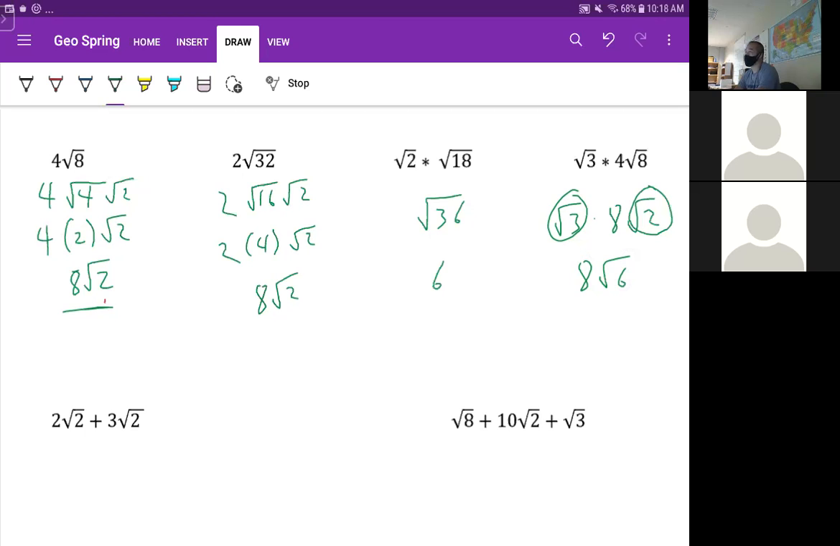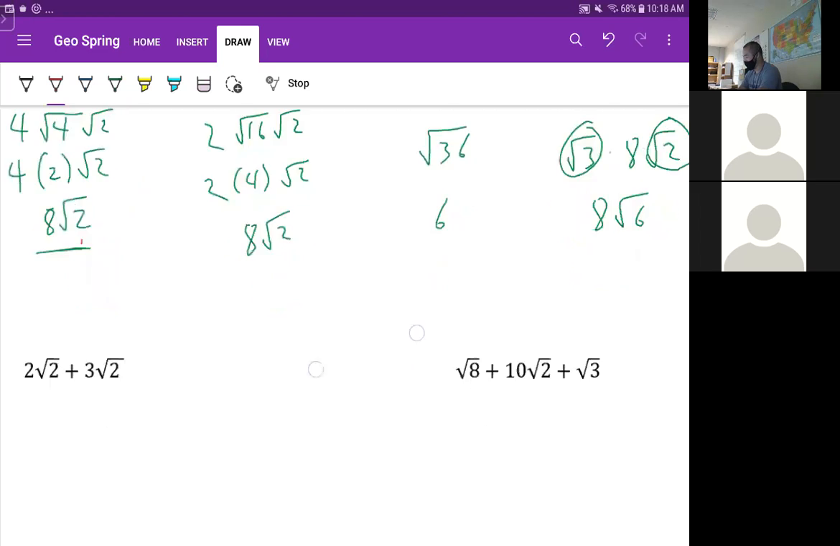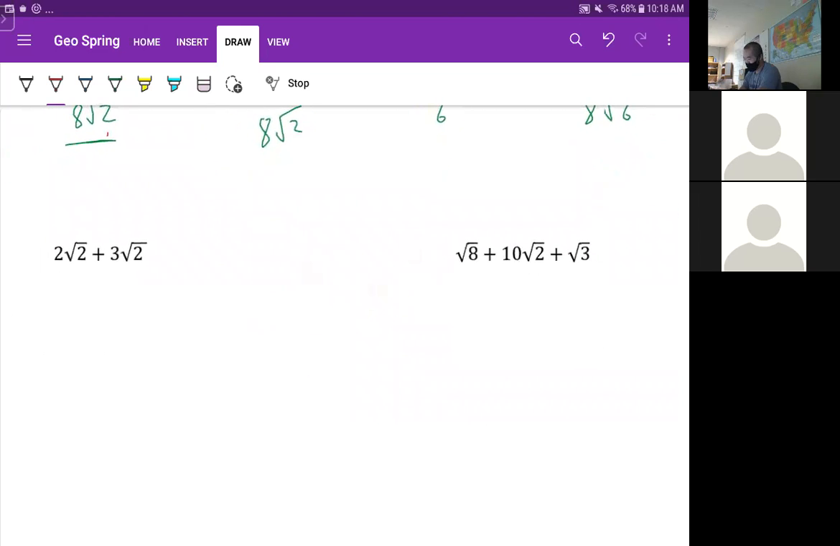Okay, so this is simplifying radicals. Last couple things, then I'm just going to stop and field questions if you guys have any, or if you understand it, then that's great.